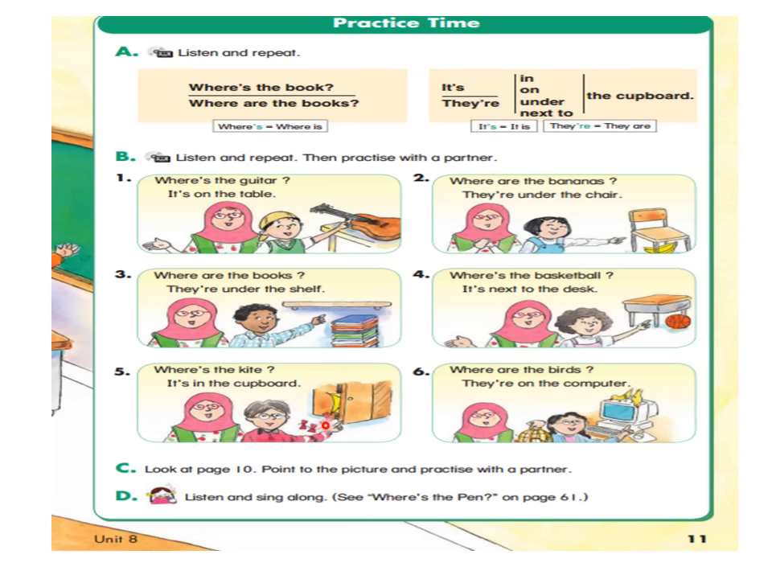Number five, where is the kite? It's in the cupboard. Inside it. Number six, where are the birds? They're on the computer. They are on the computer.